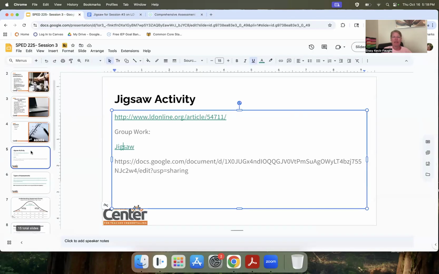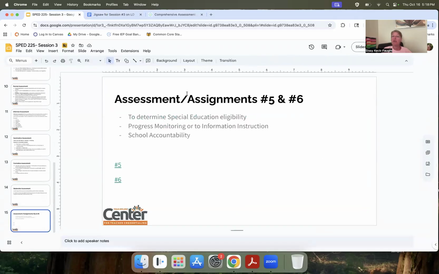Okay. Last thing is just taking a look at assessment 5 and 6. So let me get those for you and then I will reshare screen. All right, so here we are, got my page, and now we will share screen again.